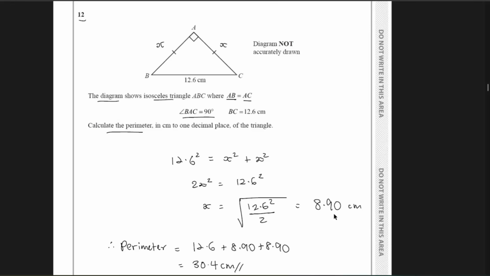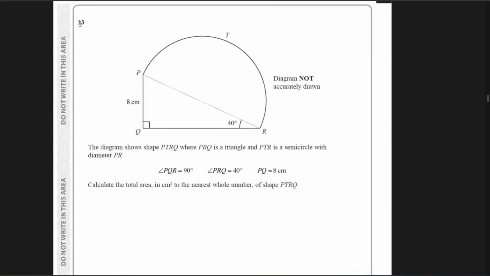The reason I chose two decimal places for x is because x is just an intermediate value. We should always leave a decimal place extra for intermediate values so that the final answer can be rounded to one decimal place. Okay, number 13.